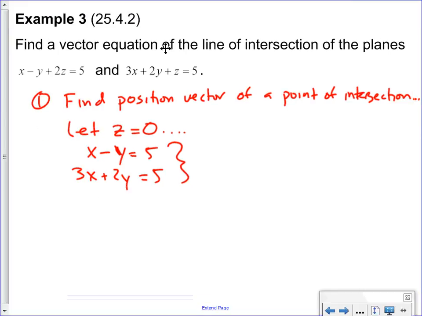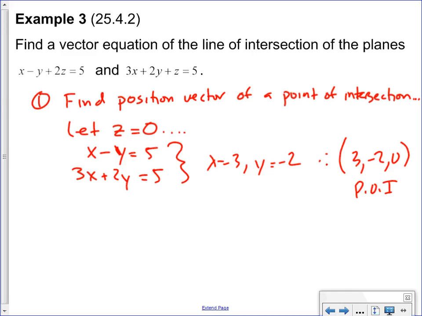All right. So you get x is 3, y is -2. So you have a point of intersection of 3, -2, 0. So once you have a point, then your position vector is 3, -2, 0. Direction vector cross product.